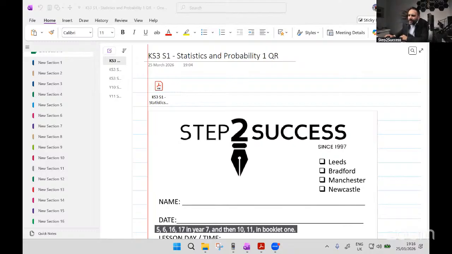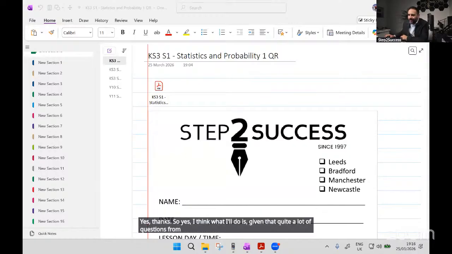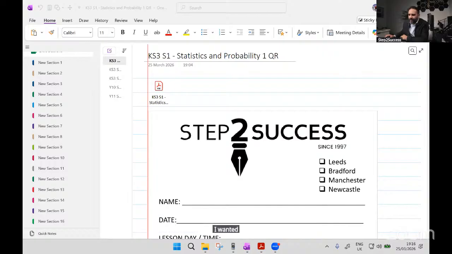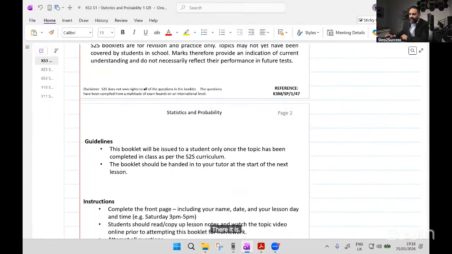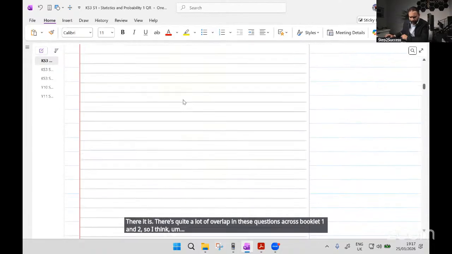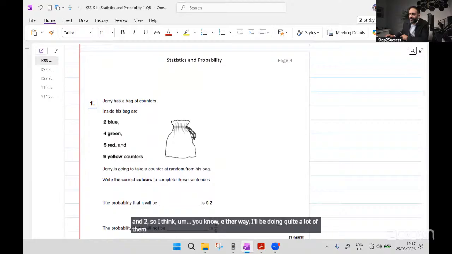MS3, I don't quite know what that means, but I will, assuming that is booklet 1. Okay, Aston, yes, thanks, that's what it means. Given that quite a lot of questions from booklet 1 have been asked, I wanted to do most of it for the time being. Let's have a look at it. Here it is. There's quite a lot of overlap in these questions across booklets 1 and 2, so either way, I'll be doing quite a lot of them. I'll do the specific questions that have been asked first, if I can see them in order.